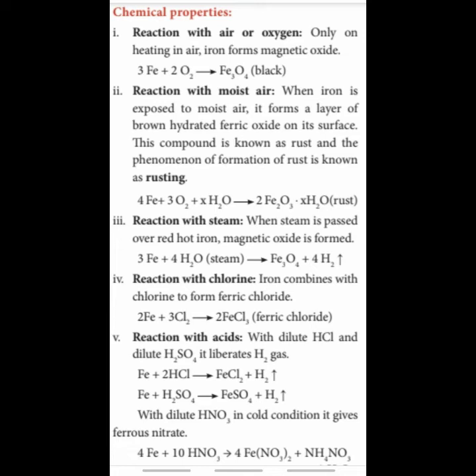Next, reaction with steam. Steam means water. When steam, hot water, is passed over red hot iron, a magnetic oxide will be formed. Then reaction with chlorine. Iron when combined with chlorine, Cl2, forms ferric chloride, FeCl3. And with dilute acids, HCl and H2SO4, it can liberate hydrogen gas. Fe plus HCl forms FeCl2 and H2. Fe plus H2SO4 forms ferrous sulfate. And with nitric acid also, it forms ferric nitrate.